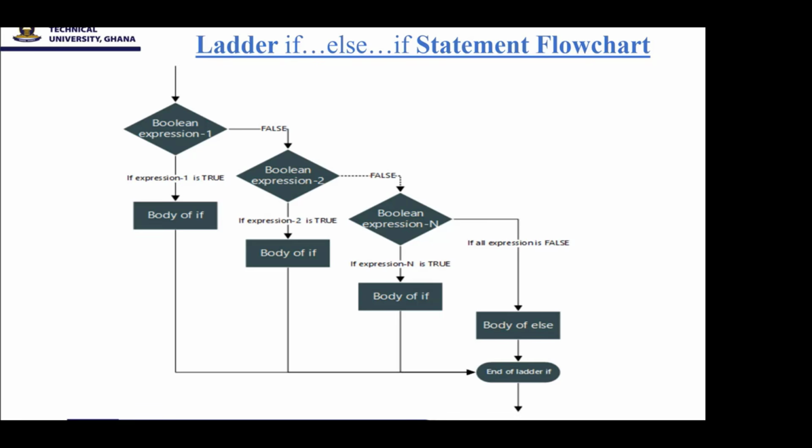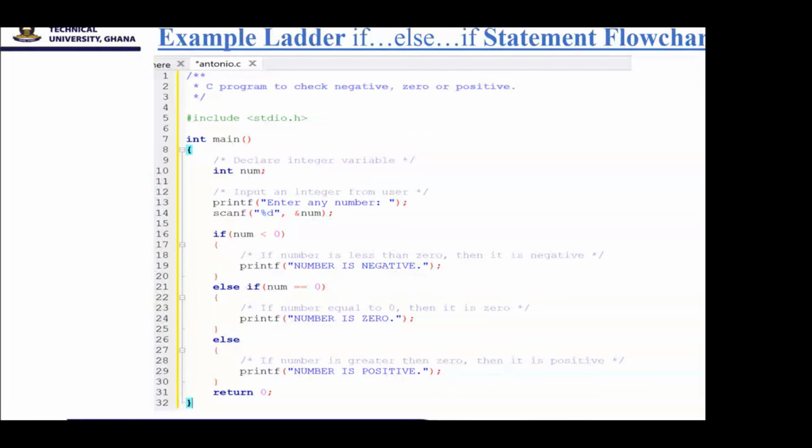So this is basically a flowchart illustration of the if-else-if statement. Let's look at an example of code which is used to execute the if-else-if statement. So here we have a code that is used to check either negative, 0, or positive.